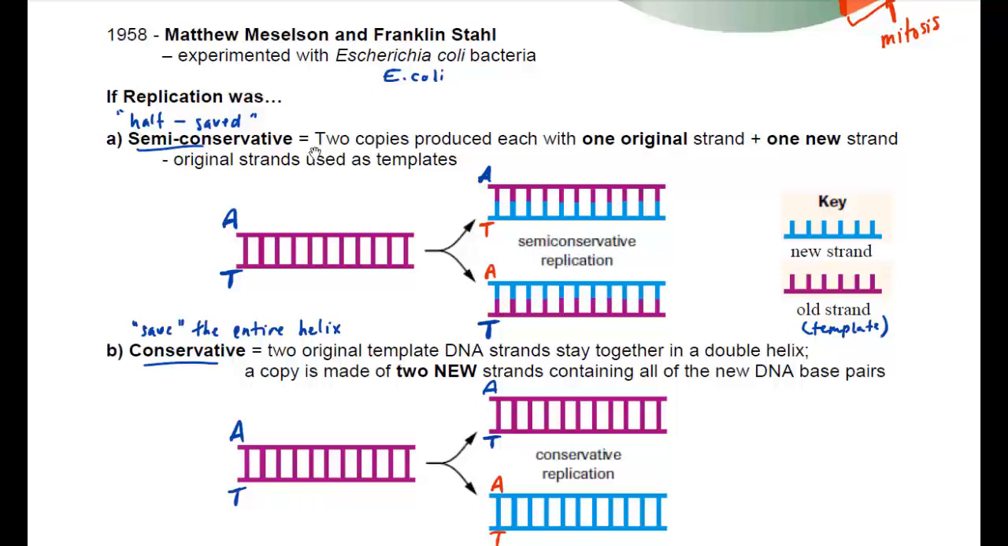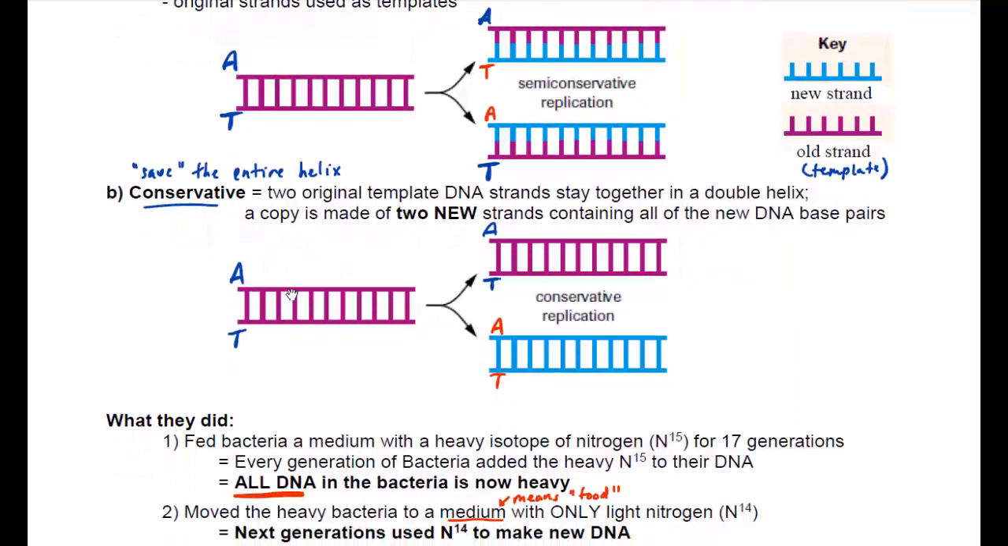They said it could be done this way, or maybe it's more like this, where you take the entire original, and it stays together, but somehow you make a complete replicate of the first one. So you would see, here's our original, it stays together, it's fully conserved, we've saved the entire helix, conservative, and then the new strand is a duplication of both of those mini strands.